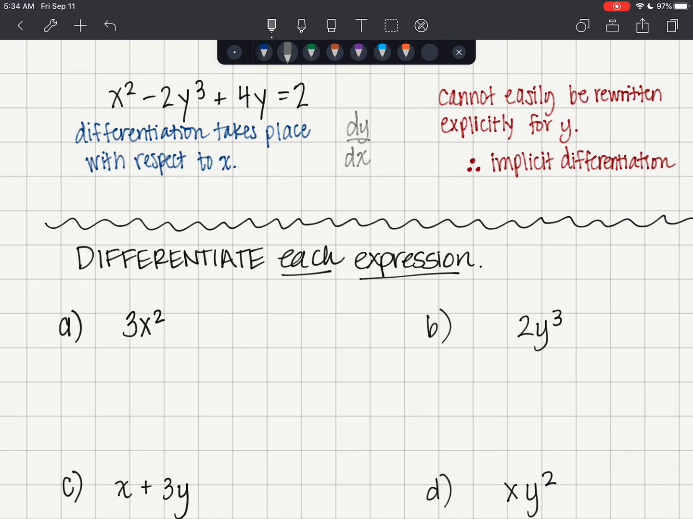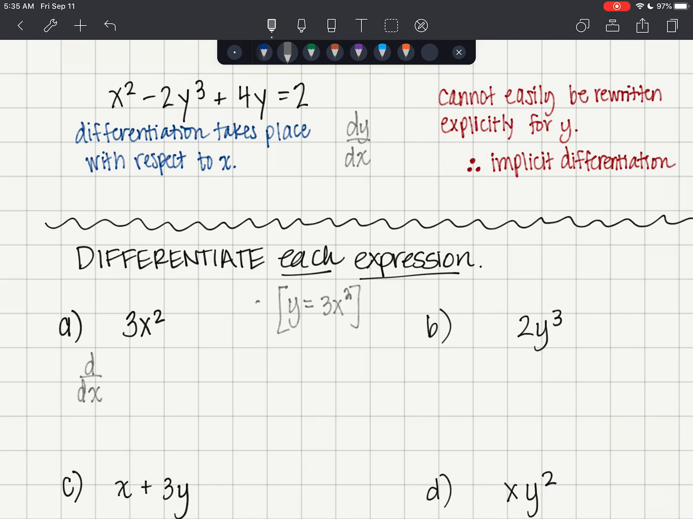Okay, differentiation. We're going to differentiate each expression. So we're going to take it back to basics so you can see what I'm talking about. When we differentiate this expression, we're differentiating this expression with respect to x. So this is not an equation. When I put y equals 3x squared, we're taking the derivative of both sides. So this is what I'm doing.